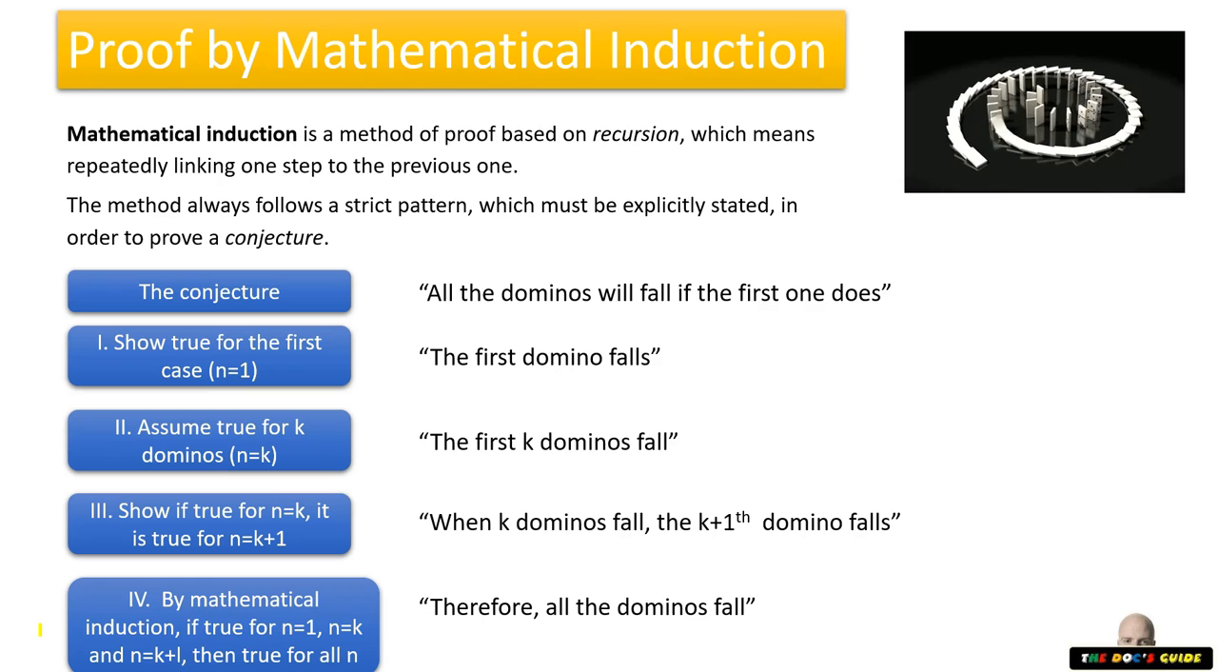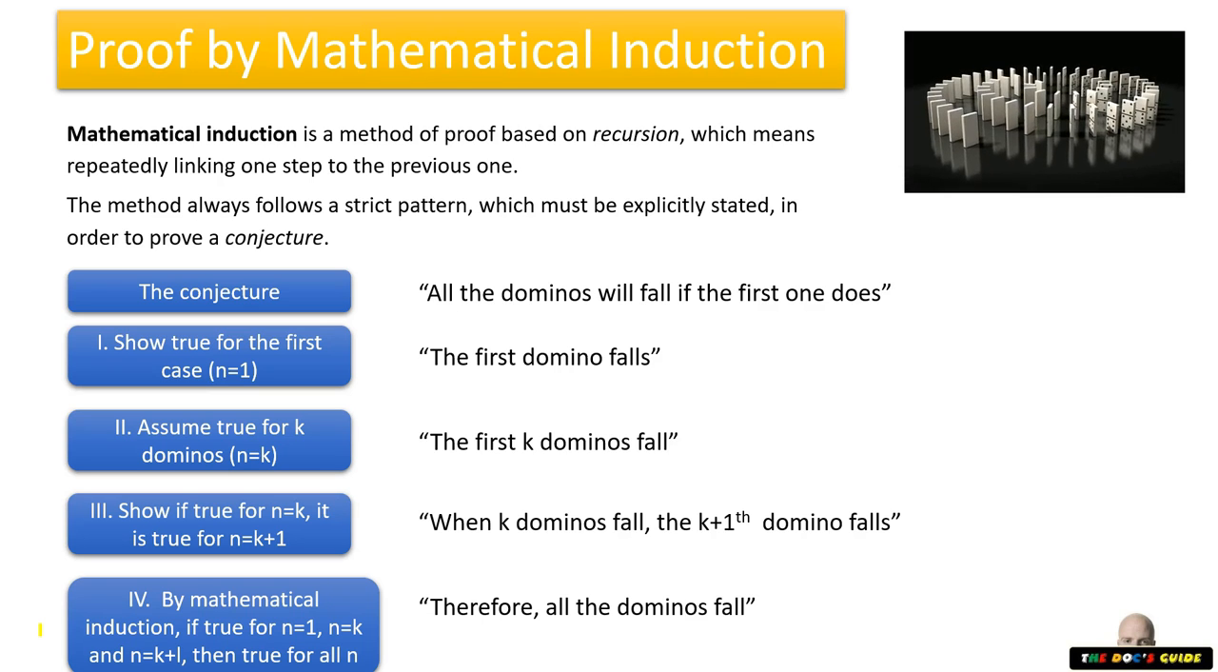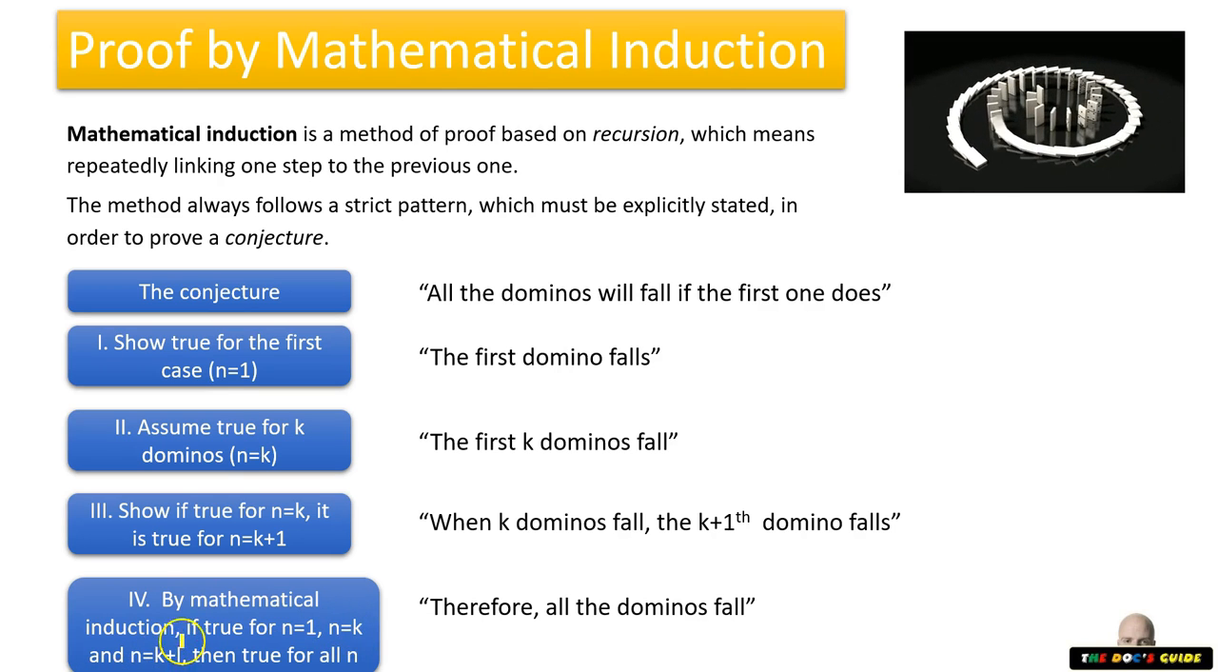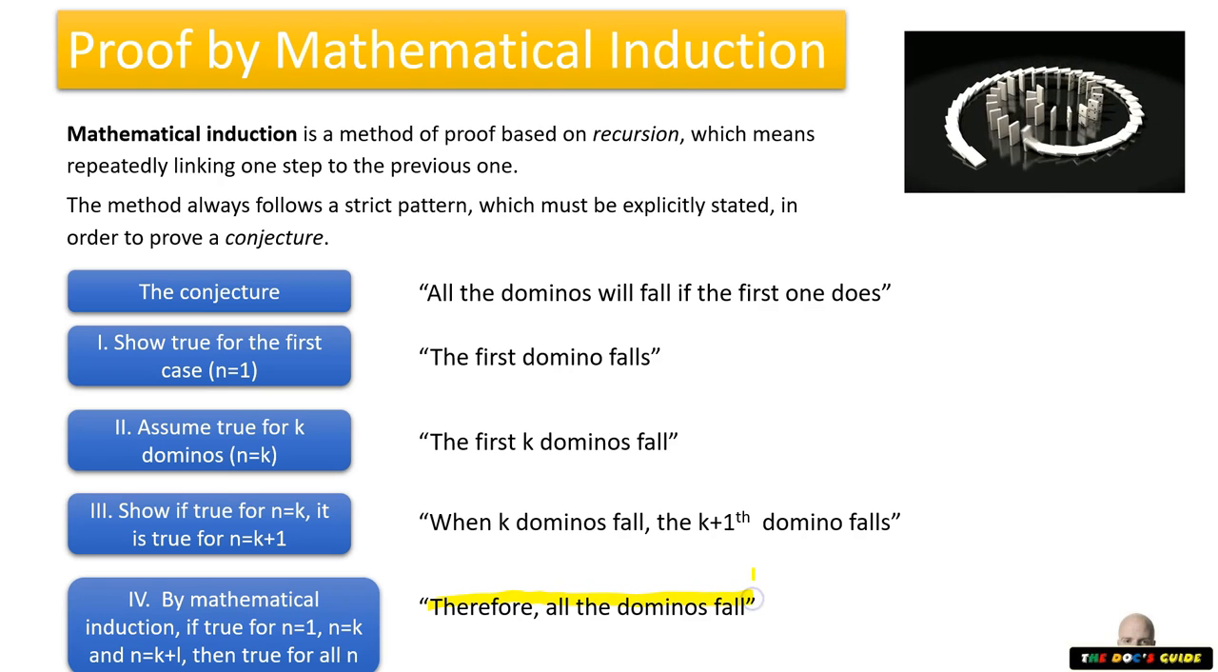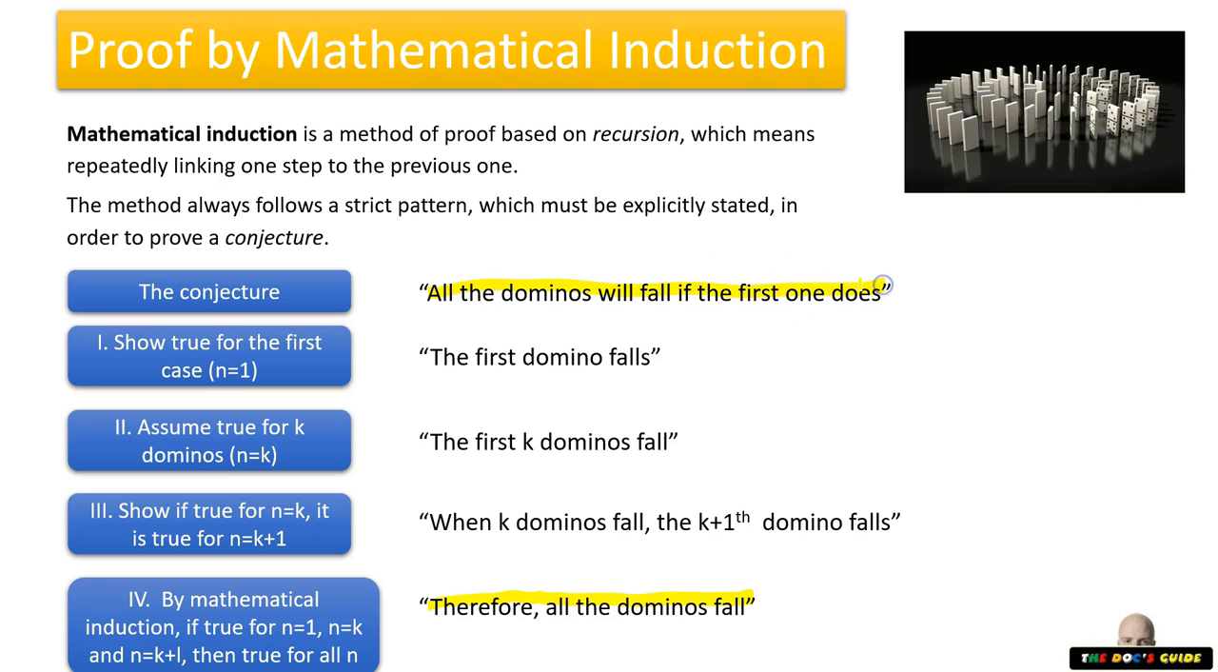And if we can do that, then we're said to have proven by mathematical induction that it's true for the first value of n, therefore by the fact that our first value of n could be k, then it's true for the second. And if it's true for the second, it's true for the third, and so on. So our logical conclusion by mathematical induction is therefore all the dominoes fall. So that's our proof of the conjecture.